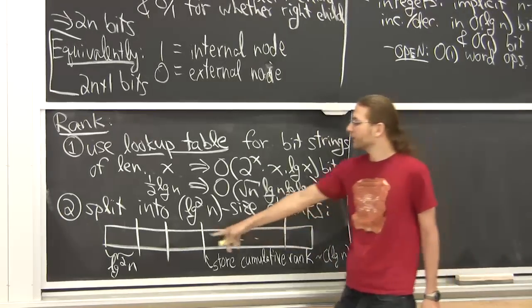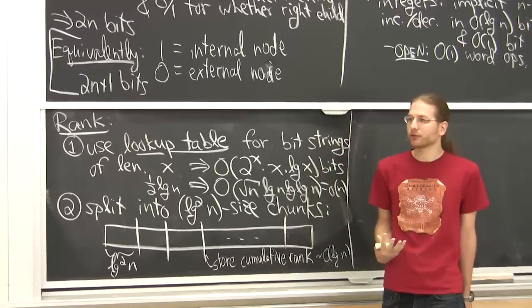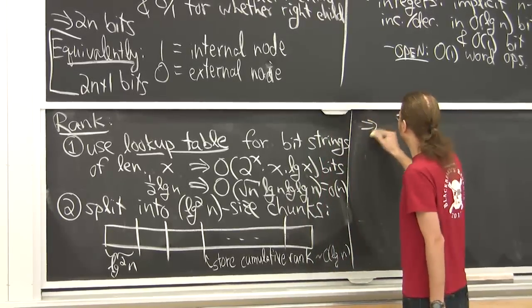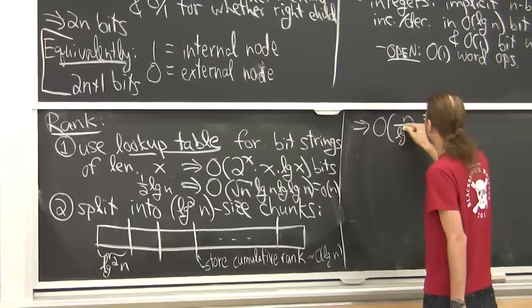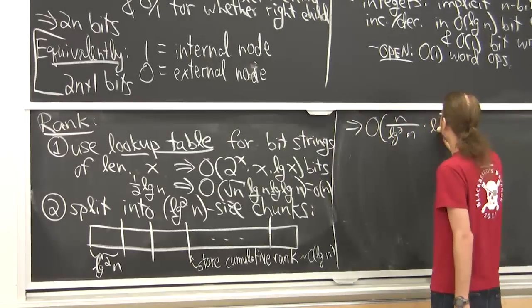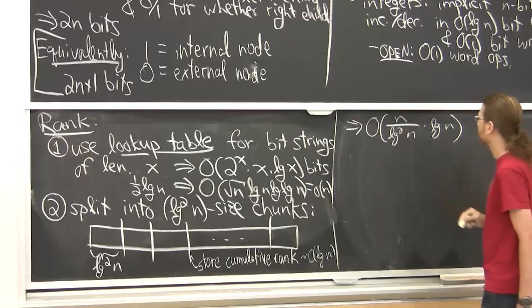But how many of these vertical bars are there? Well, only n over log squared n of them. So I have n over log squared n things I need to write down. Each of them is log n bits.